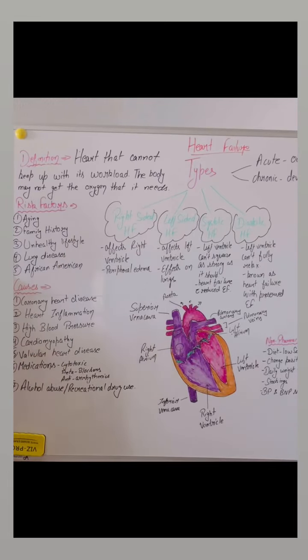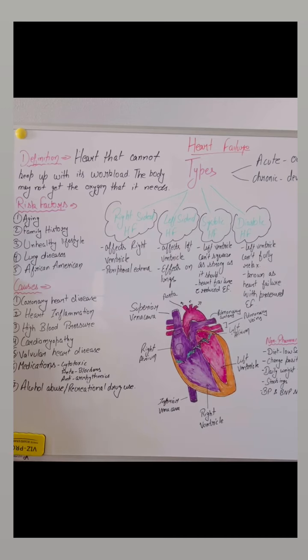These are the types of heart failure: right-sided heart failure, left-sided heart failure, and there are two more types: systolic and diastolic heart failure. So first of all, we will talk about right-sided heart failure. What happens here? It affects the right ventricle. And as you see, I specifically mentioned here peripheral edema.